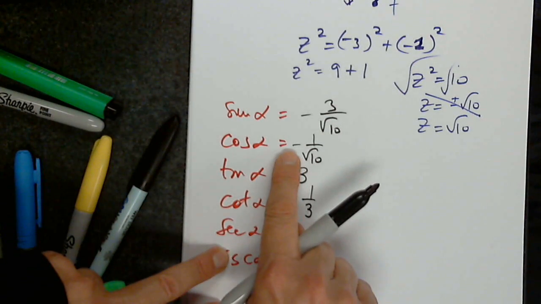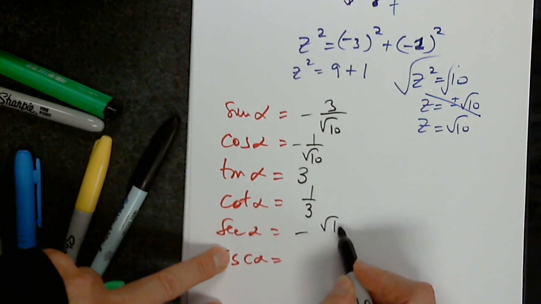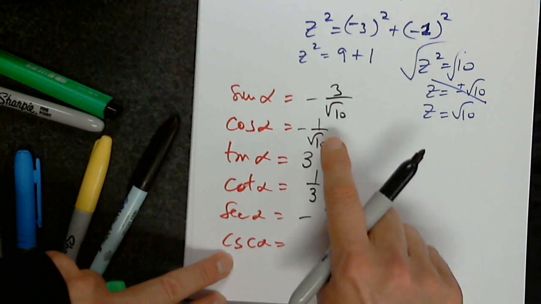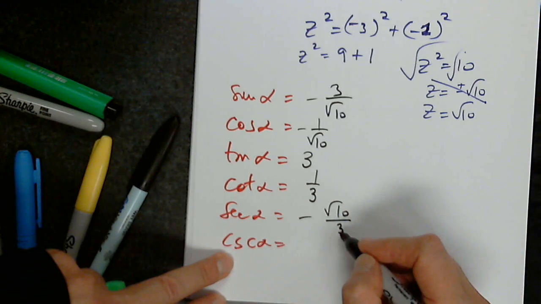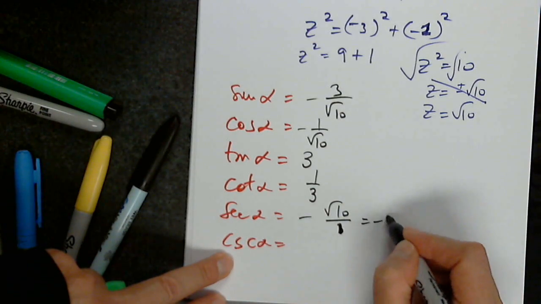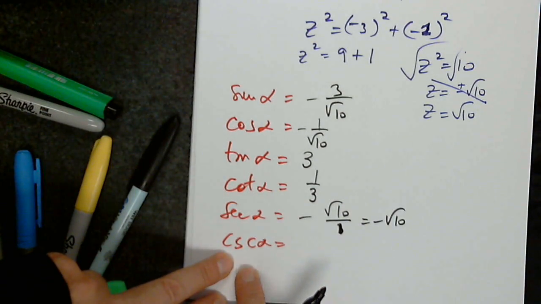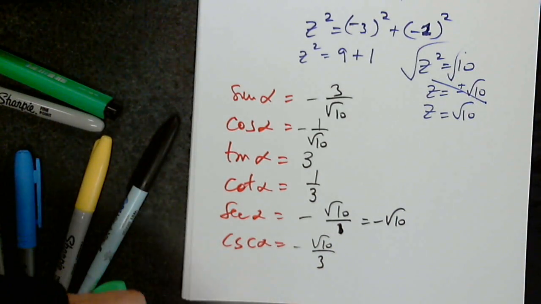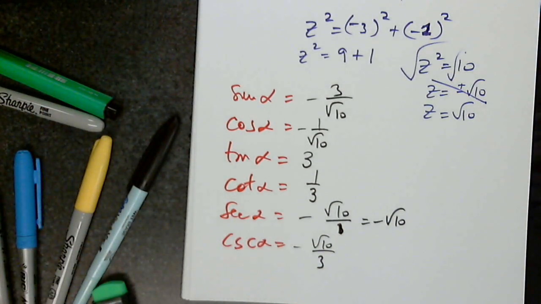But negative. Negative the square root of 10 over 3. And, I'm sorry, that was negative 1 over 1. So negative the square root of 10. And cosecant? Perfect. That's it. I would like to move on to the next set.